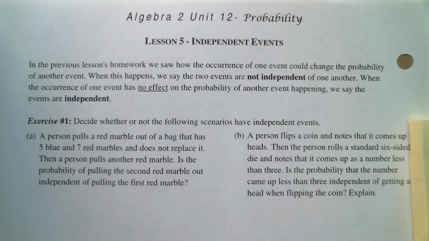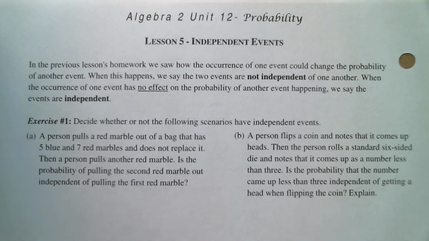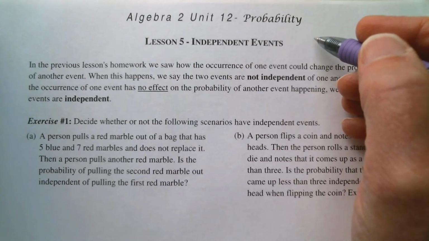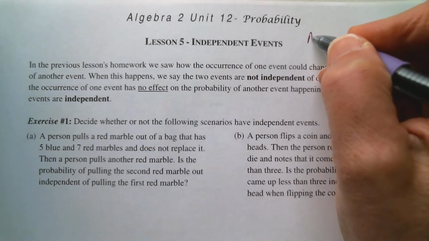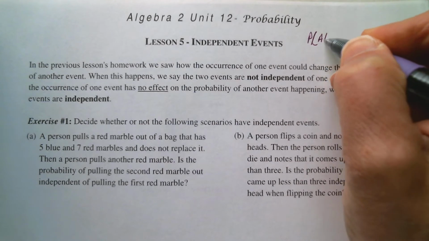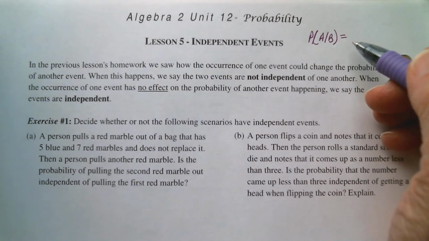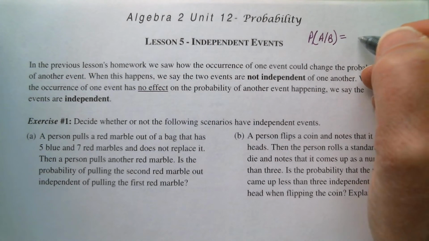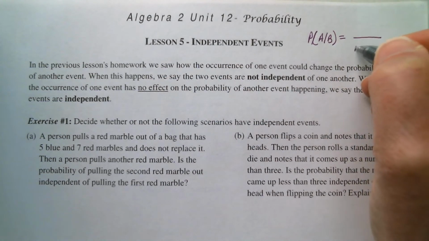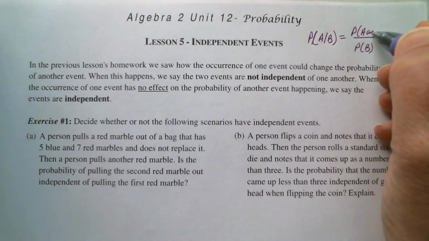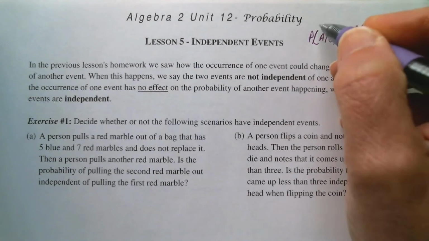So before we begin these independent events, let's just keep in mind we kind of moved away from our formula of probability of A or B, and more recently we've been working with the probability of A given B. So just keep in mind that the probability of A given B is equal to the probability of A and B in the numerator, over the probability of B in the denominator. So you just want to remember that.